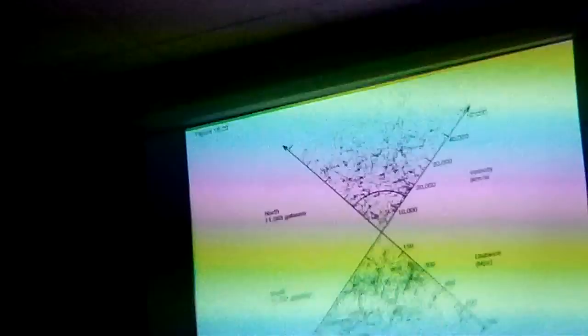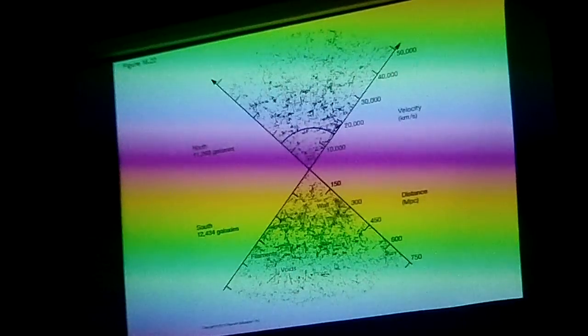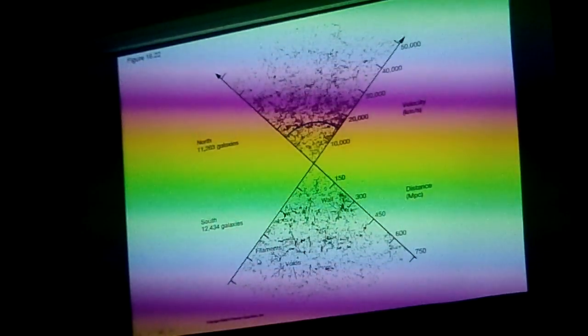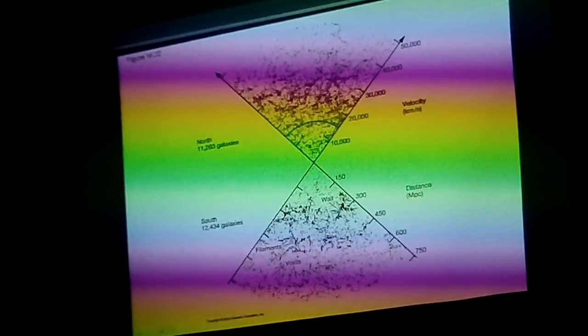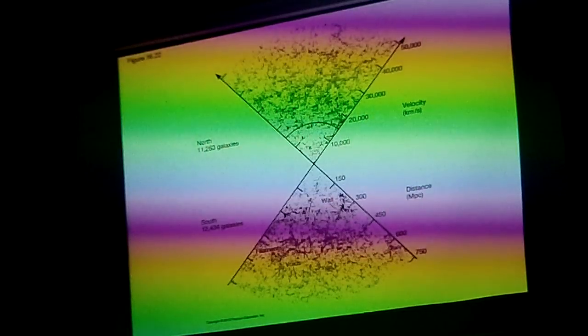This is looking north. This is all the galaxies looking north, and this is all the galaxies looking south. This is what scientists are doing right now with their huge telescopes. They're charting the universe. And these are only thin slivers of space looking north and south. Remember, this goes out in every direction.